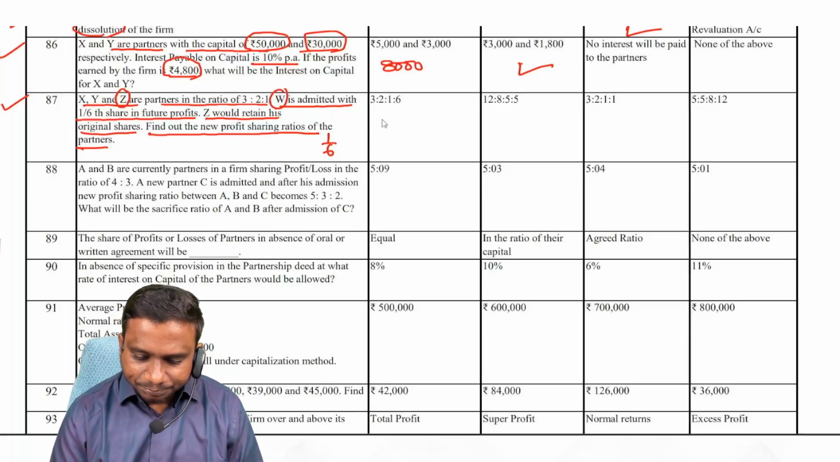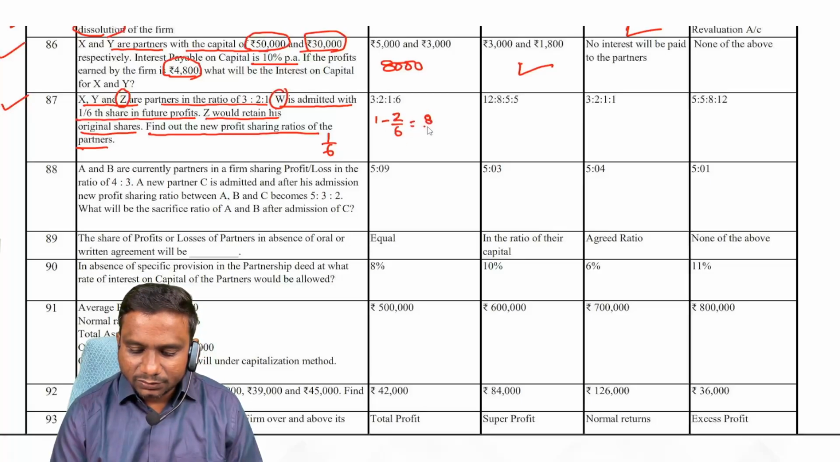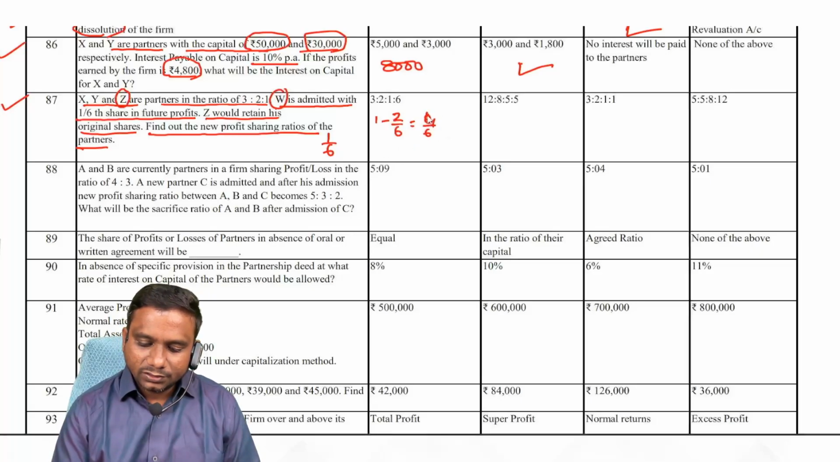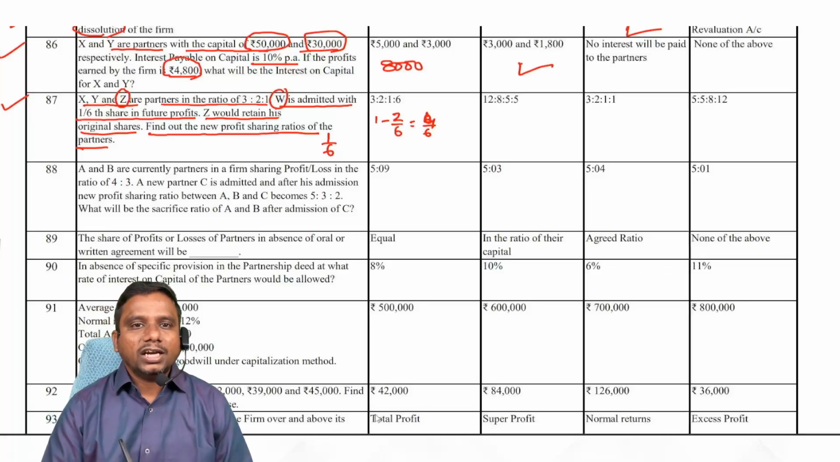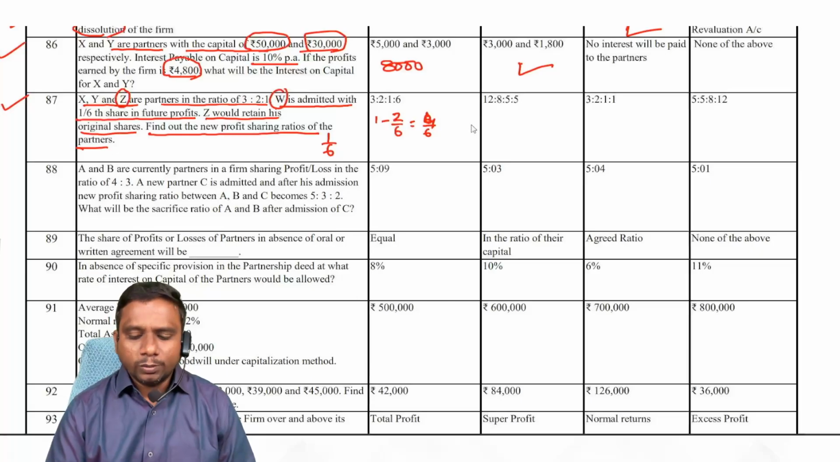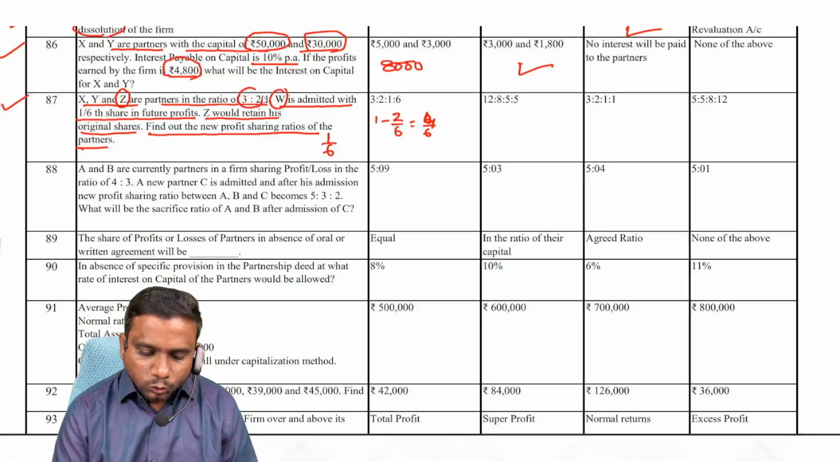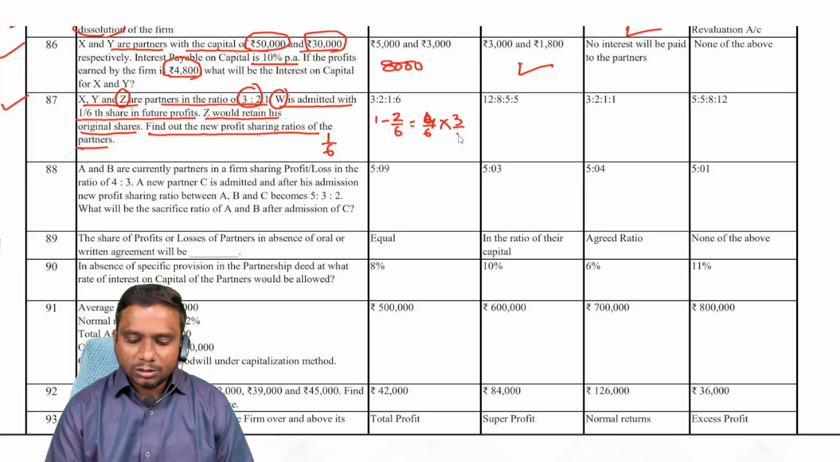Let the total share be 1. So 1 minus 2 by 6. What is the remaining share, students? 4 by 6. Out of the total, we are giving 1/6 share to W and 1/6 share to Z, total 2 by 6. The remaining 4 by 6 share is taken by X and Y in 3:2 ratio. So 4 by 6 into 3 by 5 and 4 by 6 into 2 by 5. How much, students? 12 by 30, 8 by 30.